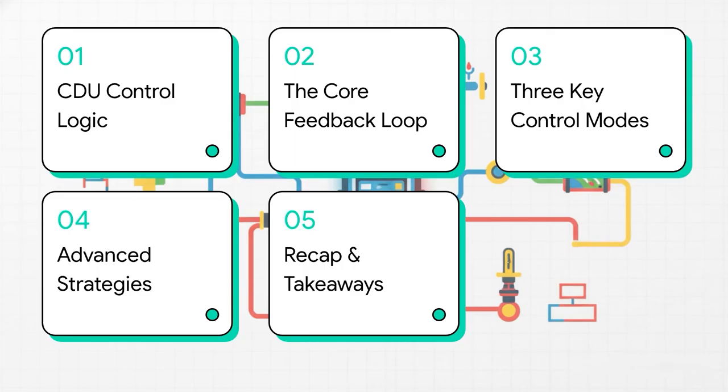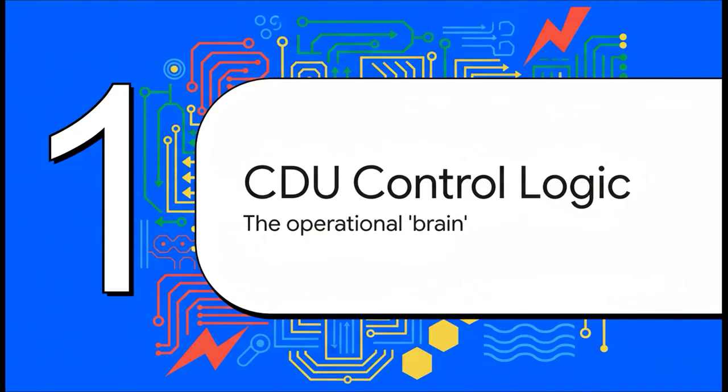So here's our game plan for this little mini course. We'll start with the fundamentals, what a CDU even is and how its control system works. Then, we're going to build on that, looking at the specific modes an operator can choose. We'll explore some really cool advanced strategies for safety and efficiency, and then we'll wrap it all up with the key takeaways.